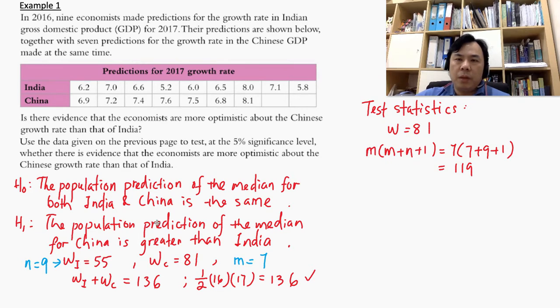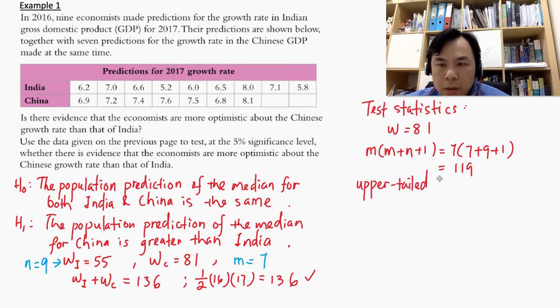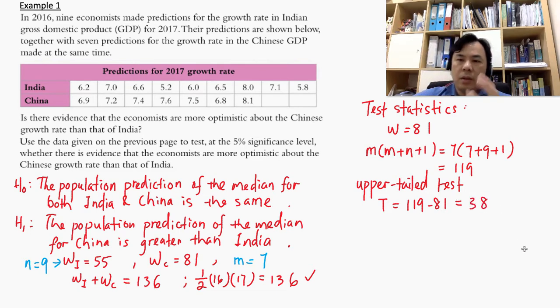So if you are performing an upper tail test, since this is an upper tail test, we will have to take this value here and subtract off W. Therefore, our test statistic we will write down as 119 minus 81 here. So that will be 30. I assume that will be 38. Now our test statistic is 38 here. So we have done most of the work now.